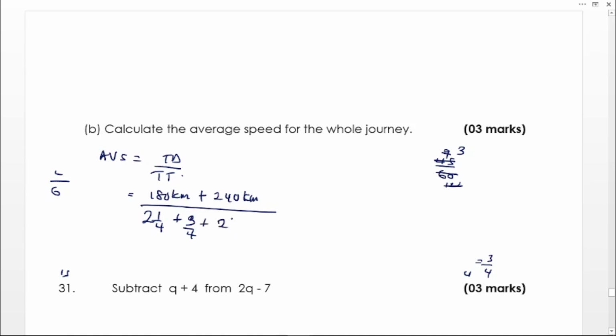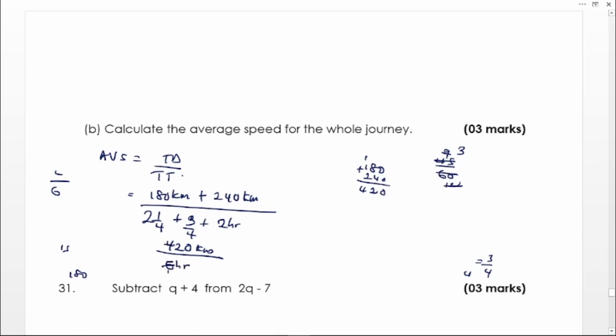Now, so plus 3/4, then plus the 2 hours. Then we are having 180, then plus 240. What do we get? 420 kilometers divided by quarter plus 3/4. That's 1 hour. Then plus 2, those are 3. Then plus this one, 3, 4, and 5. So there are 5 hours.